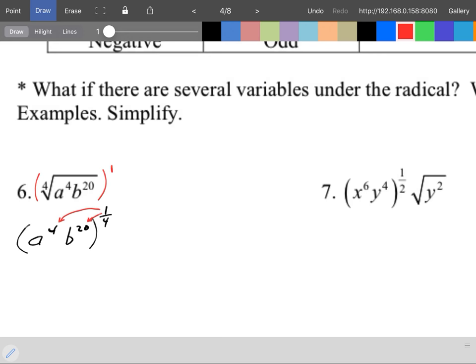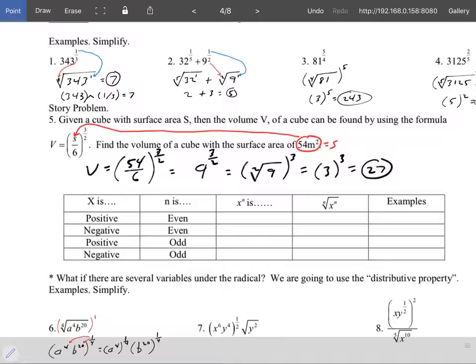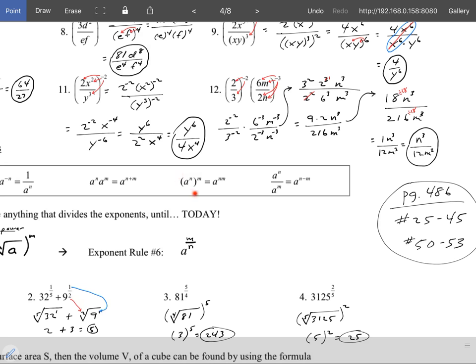So then that would look like I would have a to the 4th to the 1/4 power, and then that would be times b to the 20th, also to the 1/4 power. And now what we have is we have a power raised to a power. So if you look back at those rules that we talked about at the beginning of today, that is this rule right here. So when we have a base where we have a power raised to a power, we're going to multiply the exponents.